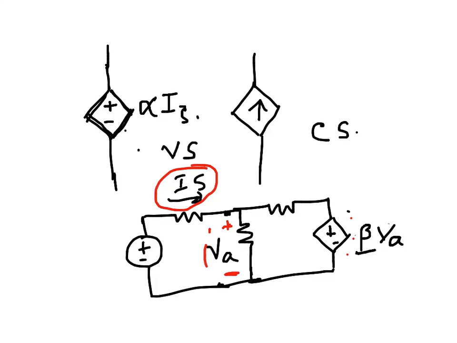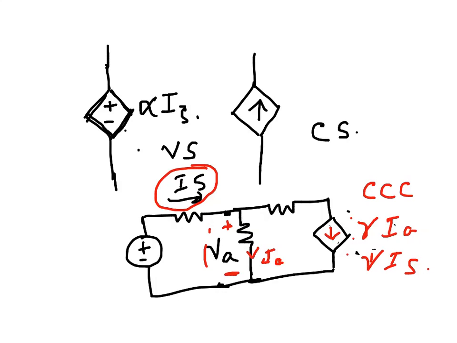Similarly it could have been a current source. I will just draw it like that. So if it were a current source going downwards, again it could be, let's say, gamma IS, or it could be something else, maybe this current, which is, let's say, IA. So it can be gamma IA or gamma IS as well. The current is dependent on it, so it is now a current controlled current source.